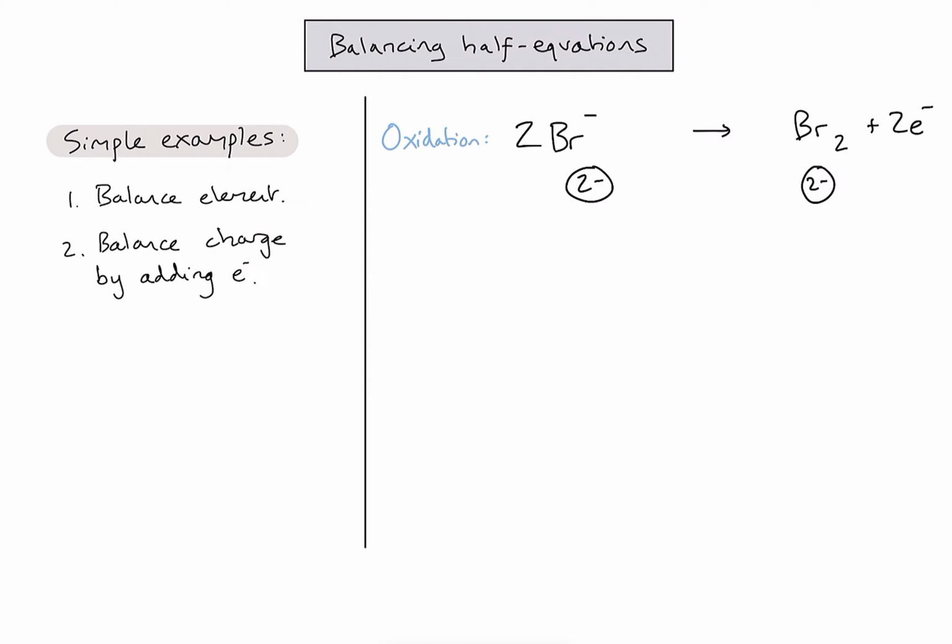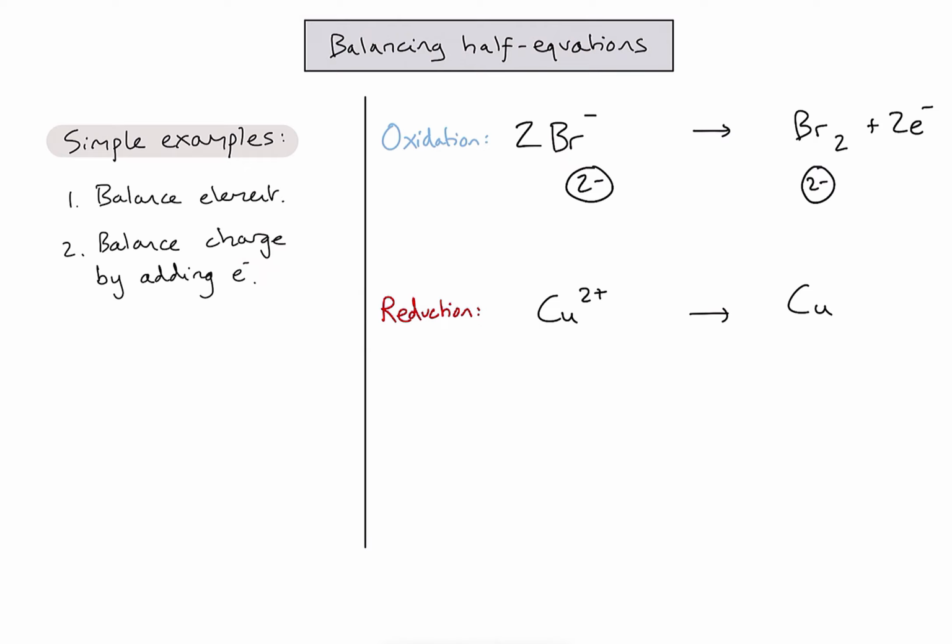Let's take a look at a second example. This time it's going to be a reduction example. I can see a copper 2+ ion being reduced to become copper. Again, first of all I need to balance the elements, and in this case I've already got 1 copper on both sides of my equation, so I don't need to change anything.